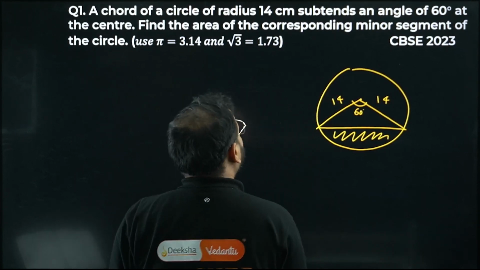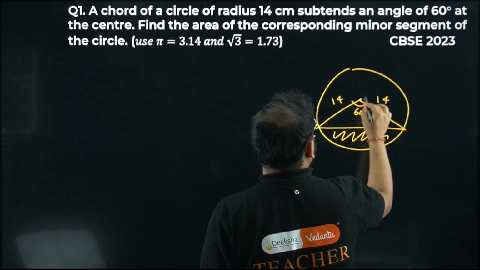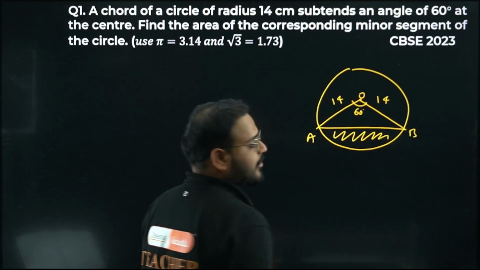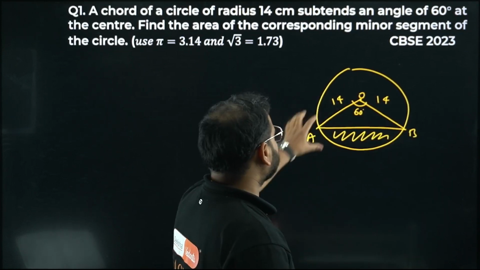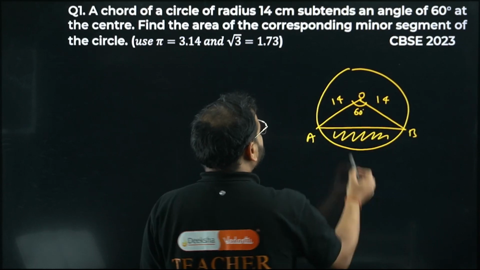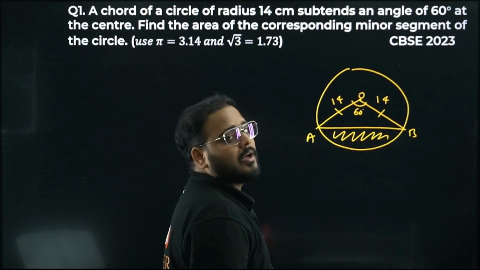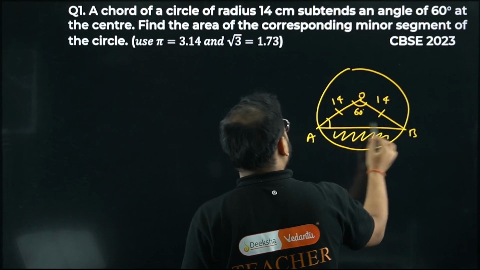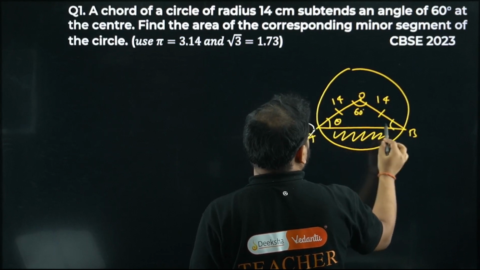That's why I've taken this particular question again. Let's call this AOB, sector AOB or triangle AOB. Sector AOB is a full figure. AOB triangle is the triangle shown to you as it is. So this is 14, which means isosceles triangle. It means these two angles have to be the same, let's say theta and theta.